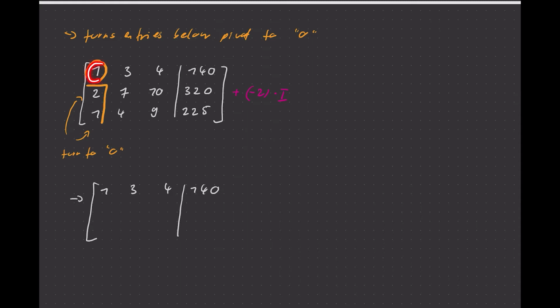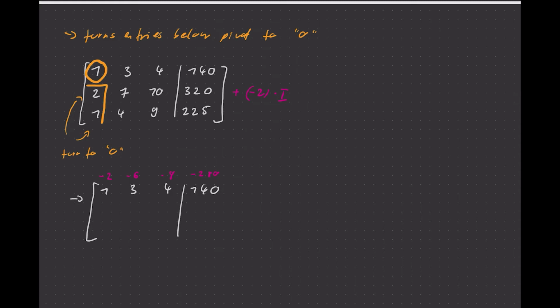So -2 times 1 plus 2 is 0. Maybe write down that multiple here first. So we have -2 times 1, that's a -2. -2 times 3, that's a -6. And -2 times 4, that's -8. And of course, don't forget the right-hand side. -2 times 140 is -280. So that's that first row multiplied by -2.